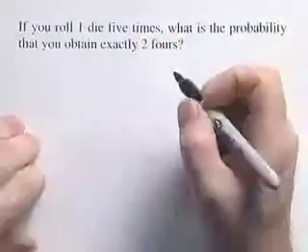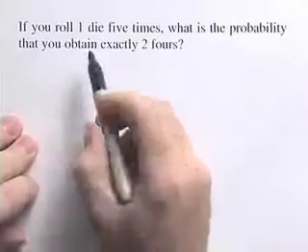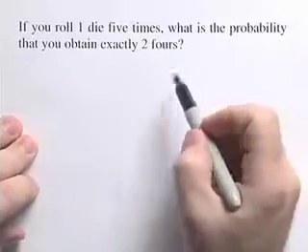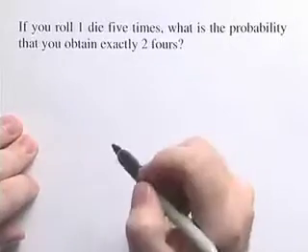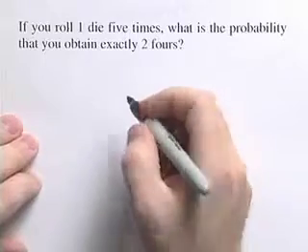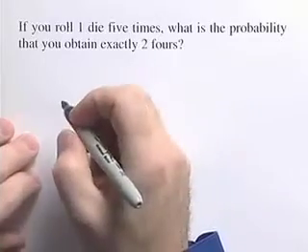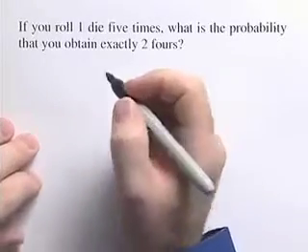Here we're solving a probability problem involving dice. If we roll one die 5 times, what's the probability that you obtain exactly 2 4s? We're going to start by determining the total number of elements in our sample space.